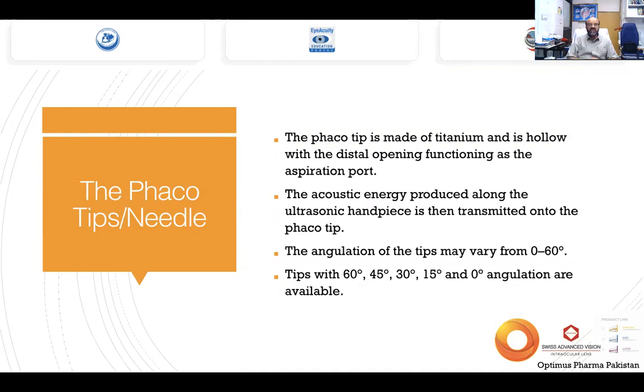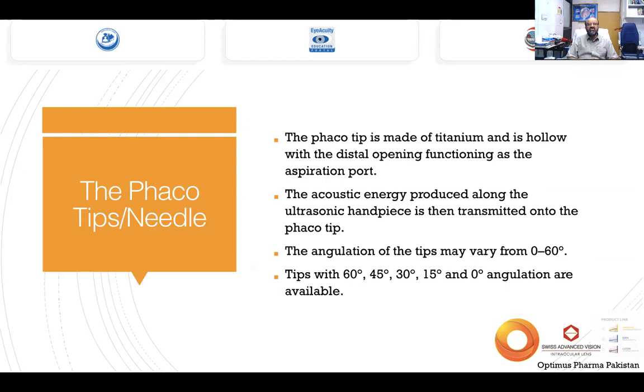The phaco tip is very important. It is made of titanium and is hollow with a distal opening, which functions as an aspiration port, as we already discussed. The acoustic energy produced along with the ultrasonic handpiece is then transmitted onto the phaco tip. The angulation of the tip varies from 0 to 60 degrees.